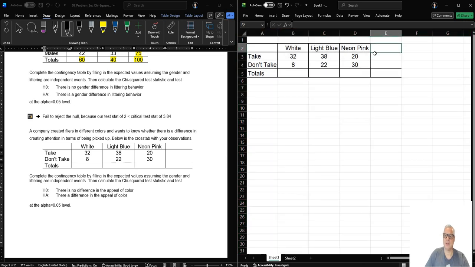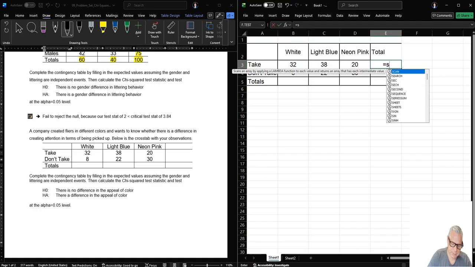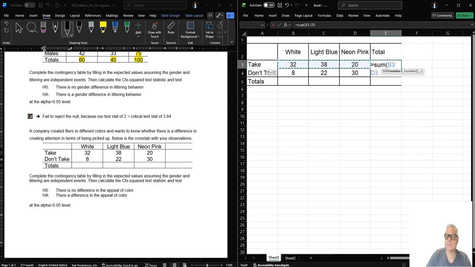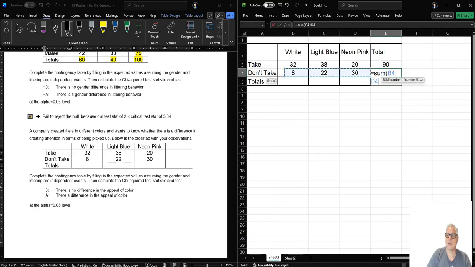Okay, first thing we do is we create again the total. So the sum is 90 took it, and 60 didn't. So again, the question is, a company created flyers in different colors and wants to know whether there's a difference in creating attention in terms of being picked up. Below is the cross tab with your observations.